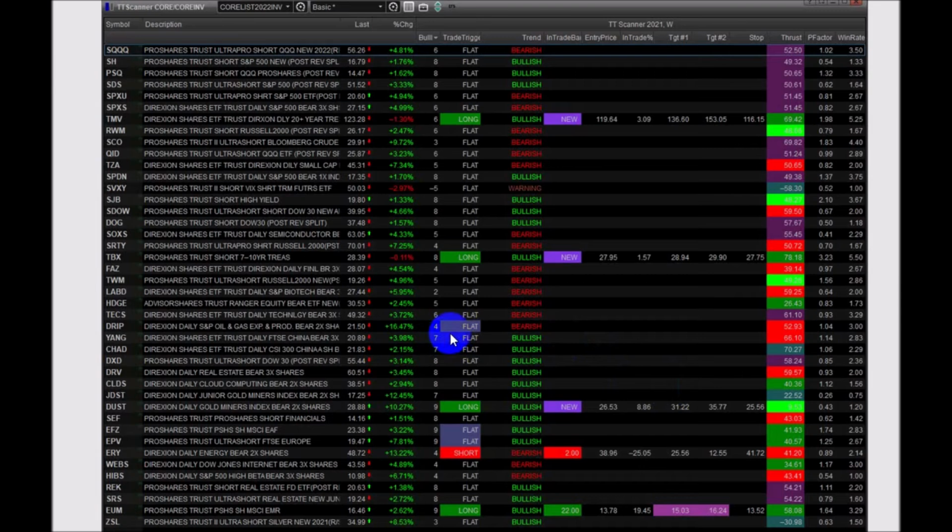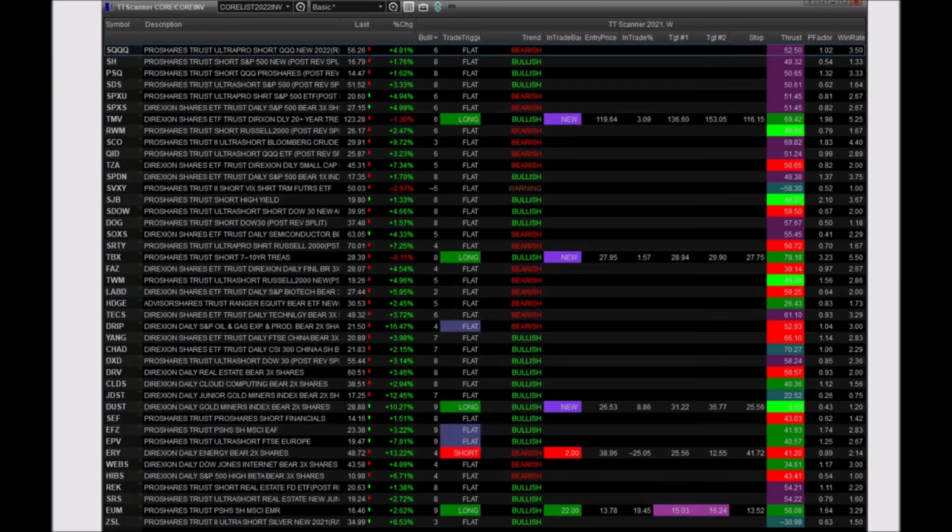We've got 3 new flat triggers in DRIP. So we're seeing the gold and gas exploration move flat. We're seeing the MSCI EFZ move flat and EPV, Ultra Short Europe, move flat. So that could be a flattening out of a move to the upside, showing uncertainty. But we have 3 new flat trades getting us out of our trades.